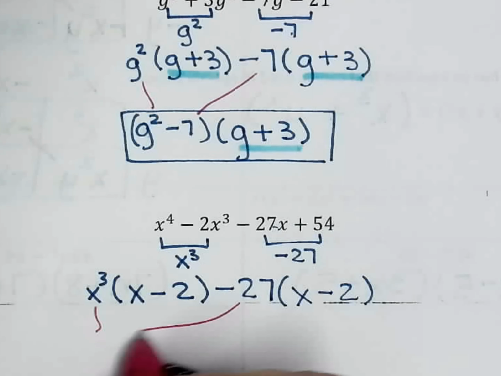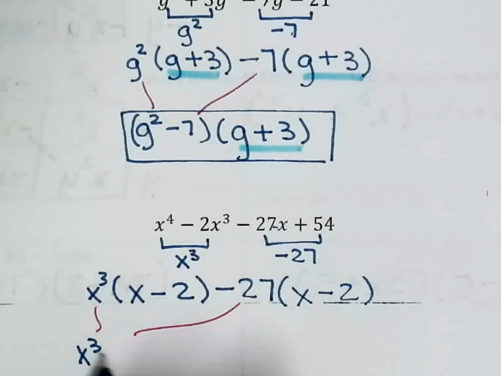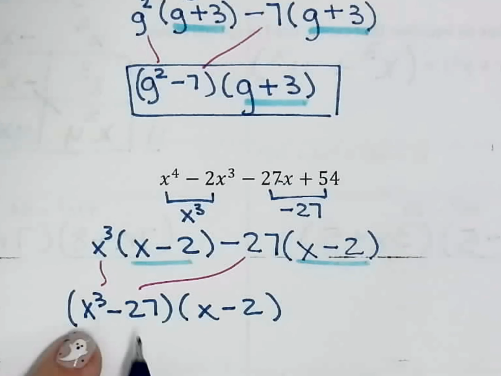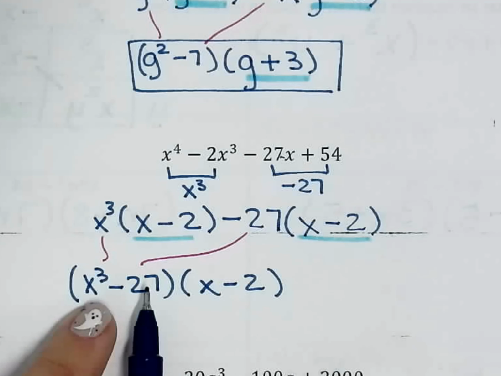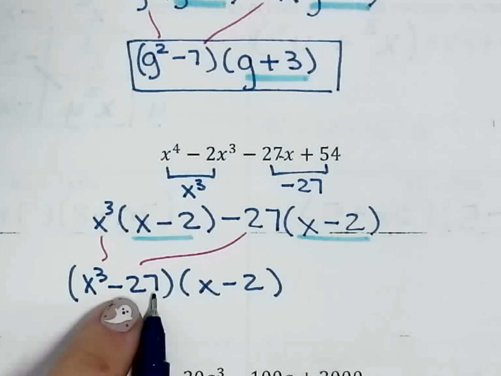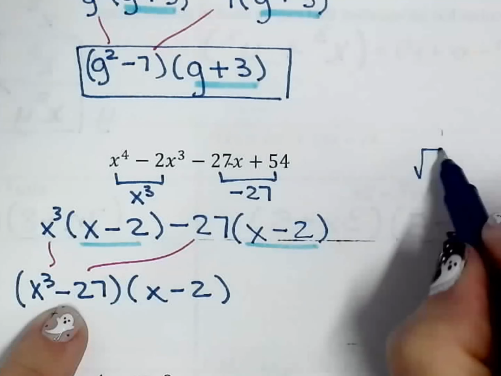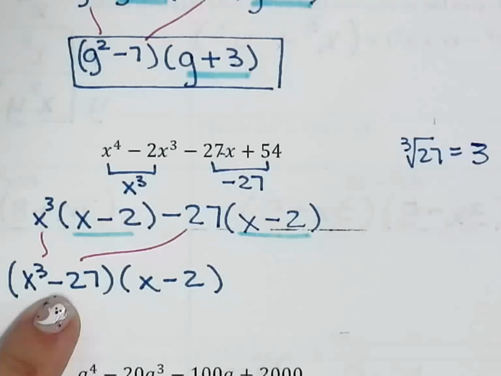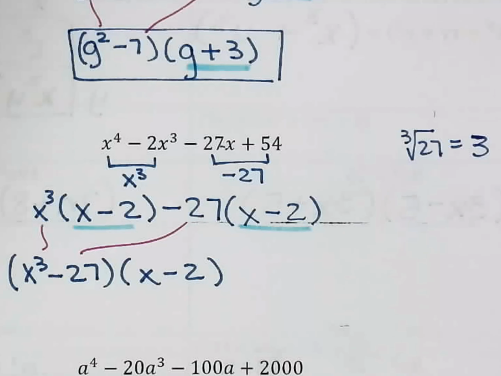The two GCFs go together to make a term. So x cubed minus 27. And since these guys match, they go together to be part of your answer. But here's the deal though. From the previous video, we now are able to recognize the difference of two perfect cubes. X cubed is a perfect cube. 27 is also a perfect cube, because I know cube root of 27 is 3. So I can follow the formula from page 4.